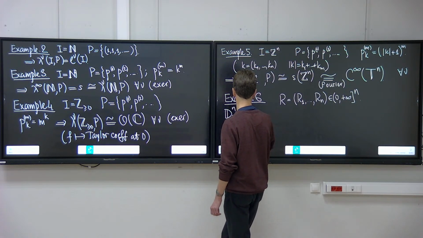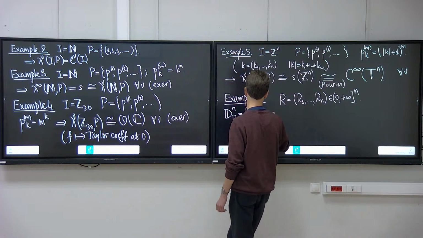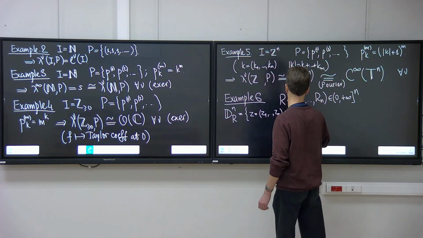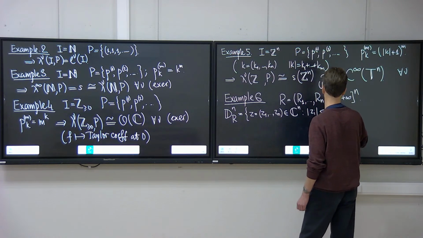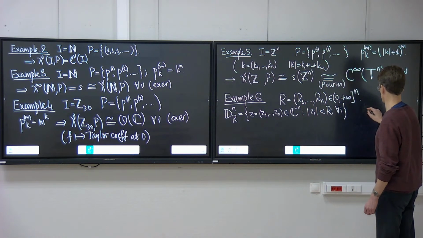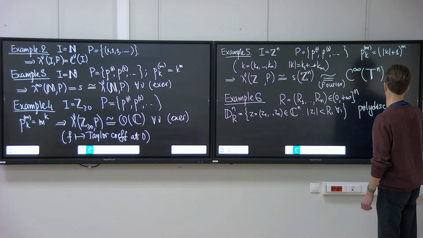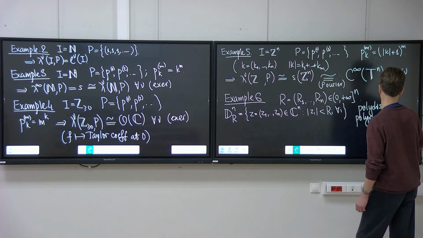in the space C^n, which consists of those points of C^n, z1 to zn, such that the absolute value of z_i is less than R_i for every i. This is the open polydisk of polyradius R.